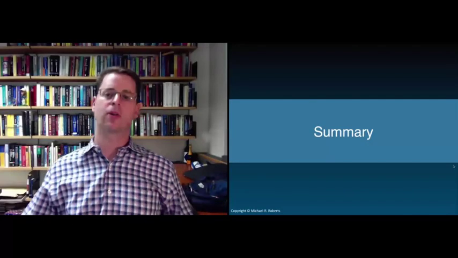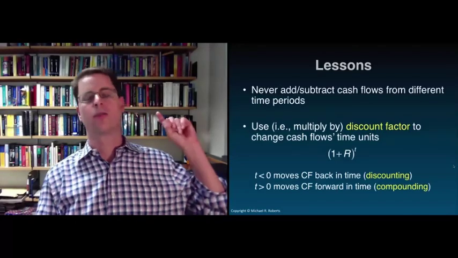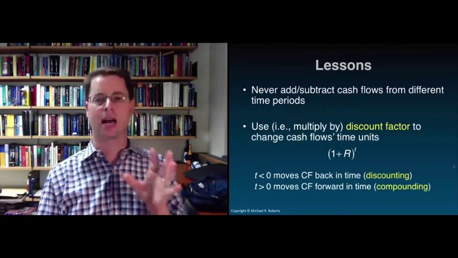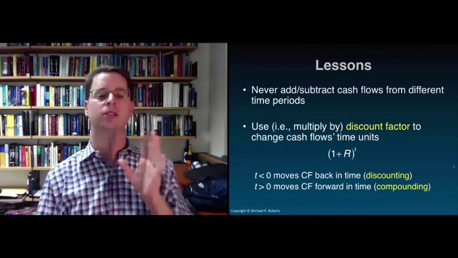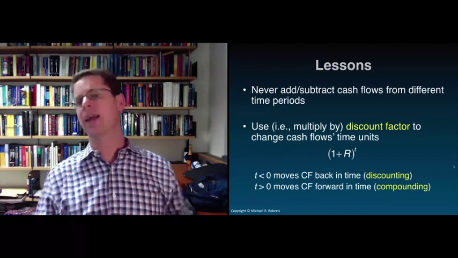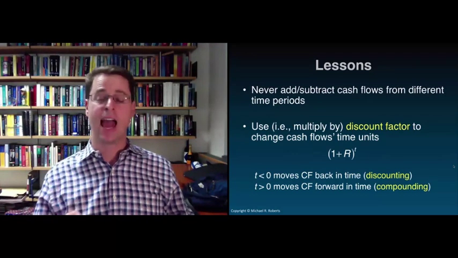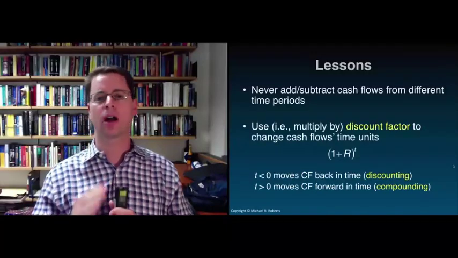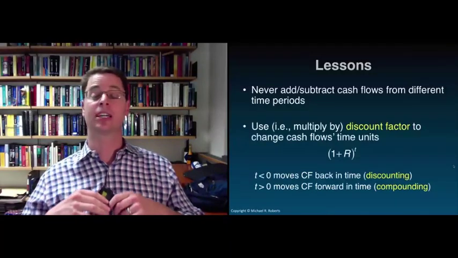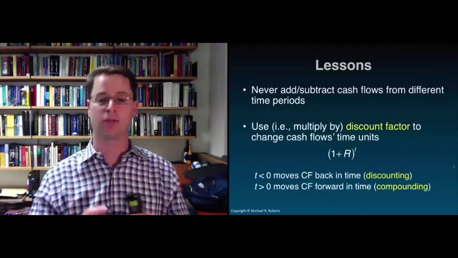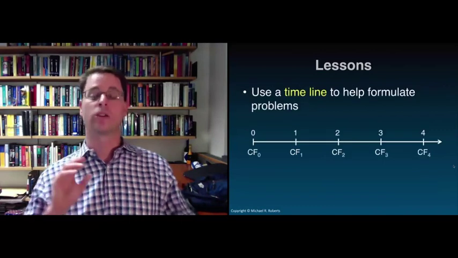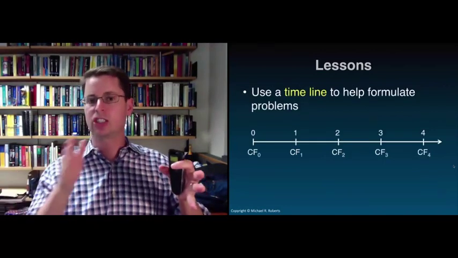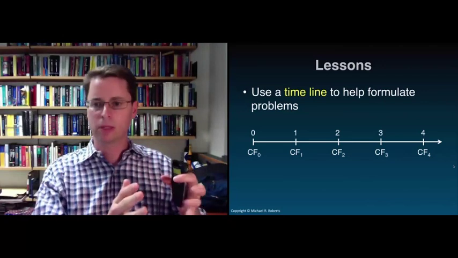Okay, so let's summarize what we learned today. Rule number 1, never add or subtract cash flows from different time periods. You'll want to do it, don't do it. What we need to do is recognize that money is a time unit. And in order to add money at different points in time, we need to convert that money to a common base unit using an exchange rate for time called our discount factor. We're also going to get in the habit of using a timeline to get our bearings straight, a visual representation of when money is moving in or out.